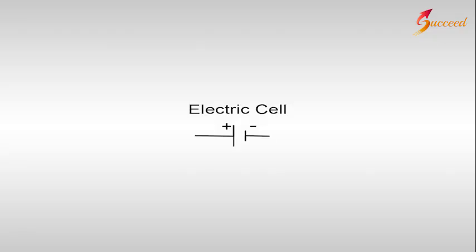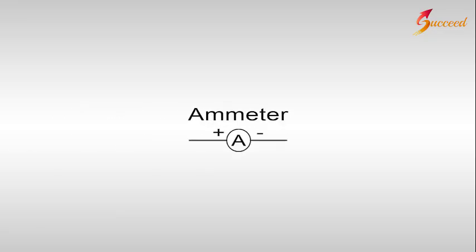A closed and a continuous path of electric current is called a circuit. To represent circuit, we use many symbols such as electric cell, electric battery, plug key open, plug key close, wire joint, wire cross, electric bulb, rheostat, resistor, voltmeter, ammeter.